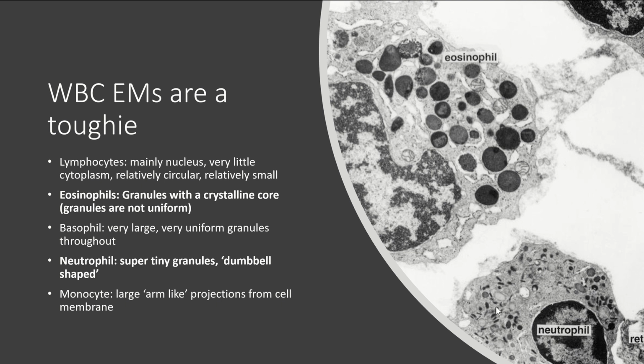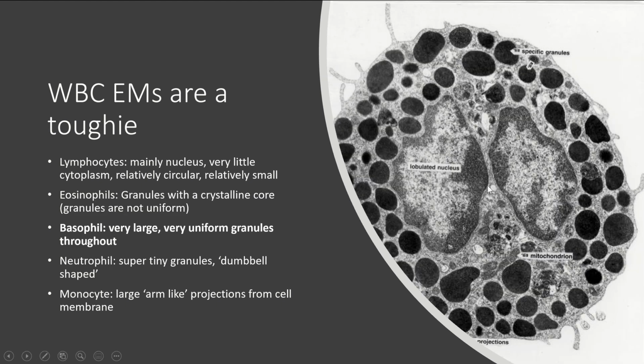And you can see how these granules are much smaller than these ones in the eosinophil, right? And so what a lot of people will say is they have dumbbell-shaped granules. It depends on how you're looking at it, but you could maybe say that that was a dumbbell-shaped granule. So it's just these very small granules throughout the neutrophil. Okay, and so now we're going to look at a basophil.